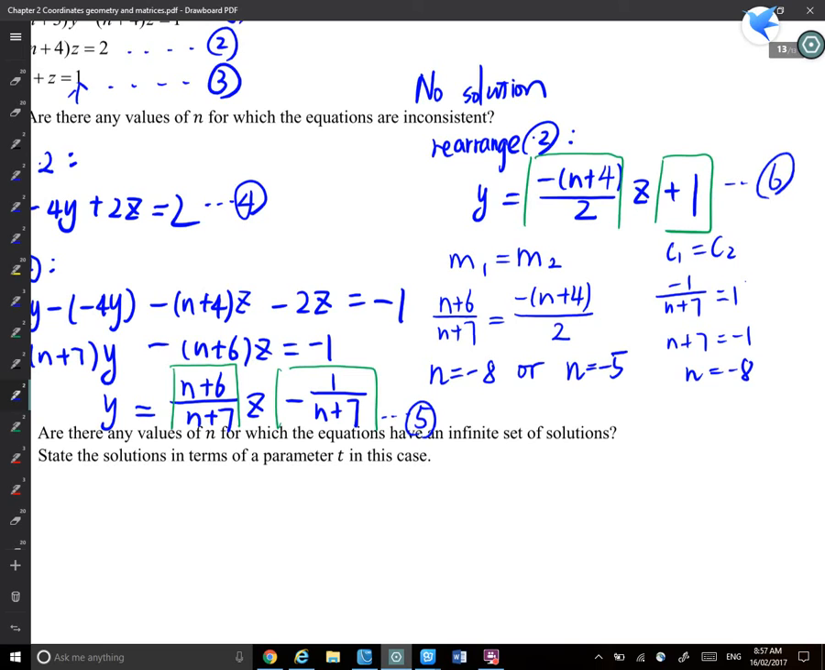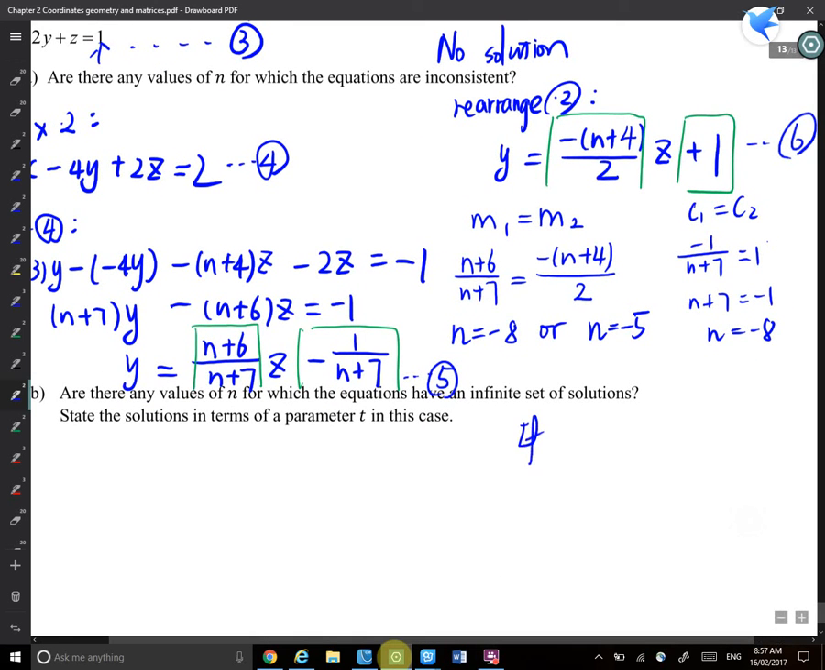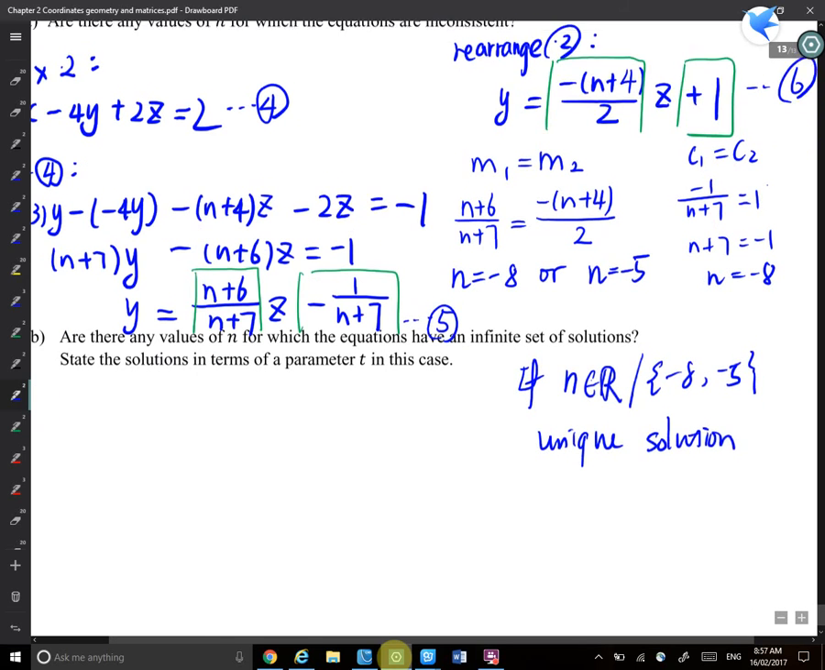Change z to x, you just solve x and y. It's two linear. For two variable linear, if I want to have a solution, I just need the gradient not to be equal. So if n is not equal, n belongs to R, except minus 8 or minus 5, there will be a unique solution.